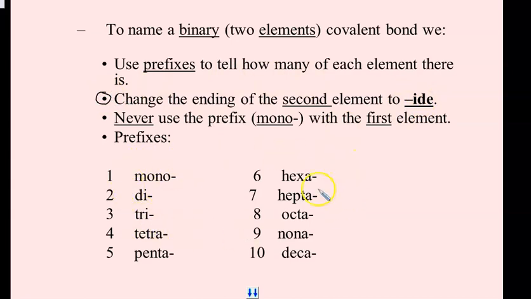Here are our prefixes that we're going to use: mono, di, tri, tetra, penta, hexa, hepta, octa, nona, and deca. Those are for 1 through 10. They do go past 10, but we're just going to do 1 through 10. We will use those on both the first and second element, with the exception of mono, which we do not ever use on the first element. For example, many of you know this is called carbon dioxide. It's not called monocarbon dioxide, it's just called carbon dioxide. We will use prefixes other than mono on the first element. So we're going to look at some examples. You may want to pause and write those down.